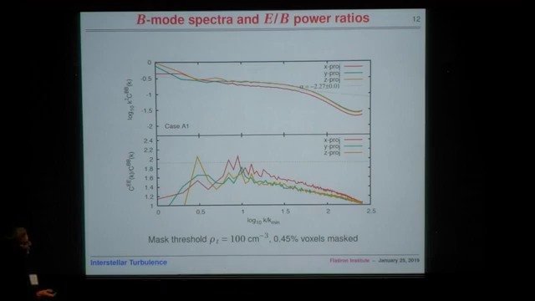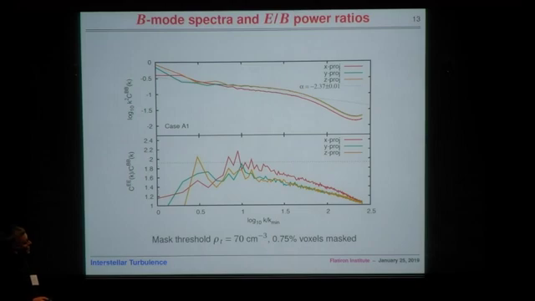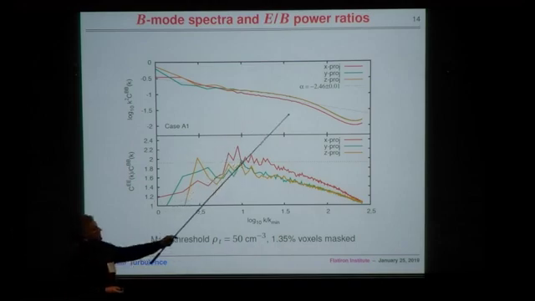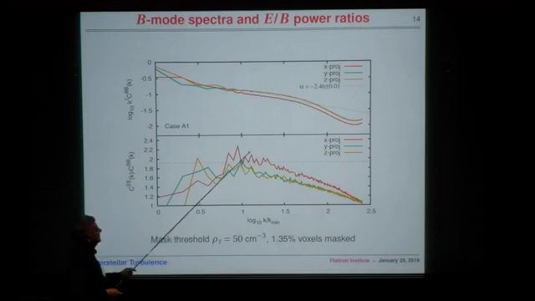Okay. If we mask a little bit more, so we exclude all the densities above 70 particles per cc, we get close to the Planck result, okay? And if we mask a little bit more, roughly 1.4%, we get pretty nice correspondence to what Planck sees in both spectral slopes and E to B ratio.